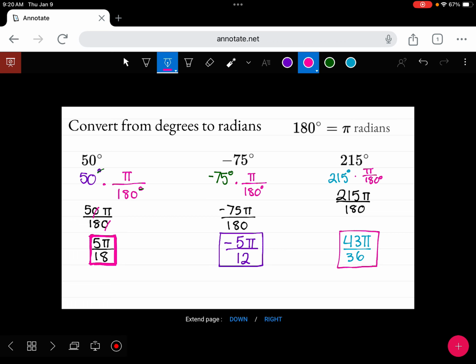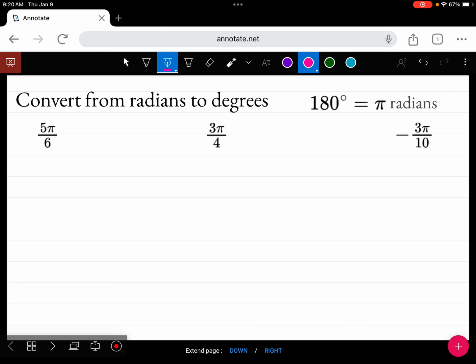Okay. Questions on these three? Because we're about to head the other direction. We did degrees to radians, now we're going to do radians to degrees. Same kind of vibe though. So we're going to convert from radians to degrees. So I'm giving you radians here, and it's the same vibe, it's just a little bit flipped.